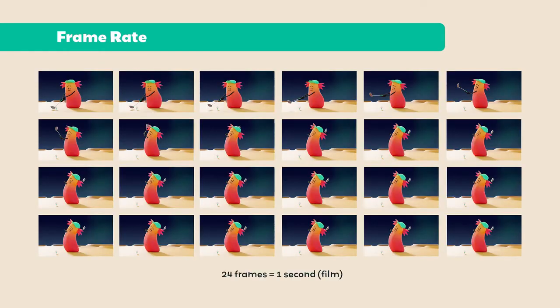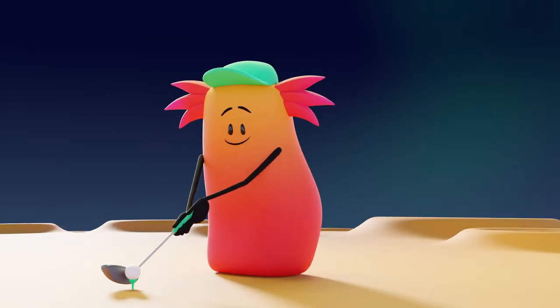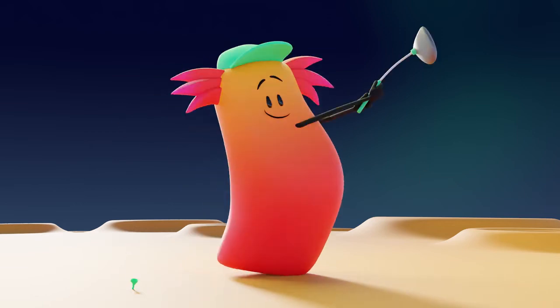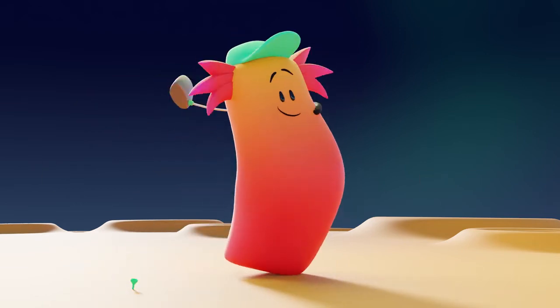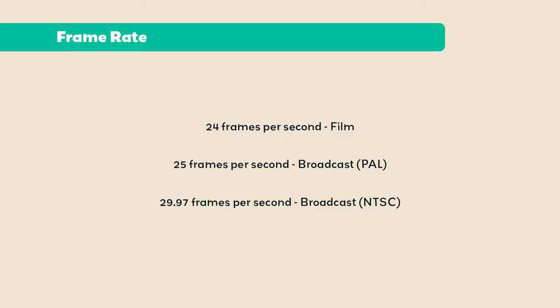The rate at which these images are captured and then played back is known as the frame rate. For film, the standard frame rate is 24 frames per second. This means that 24 images are displayed for every second of film. Then, through a process known as persistence of vision, our eyes are able to perceive those individual images as smooth motion.